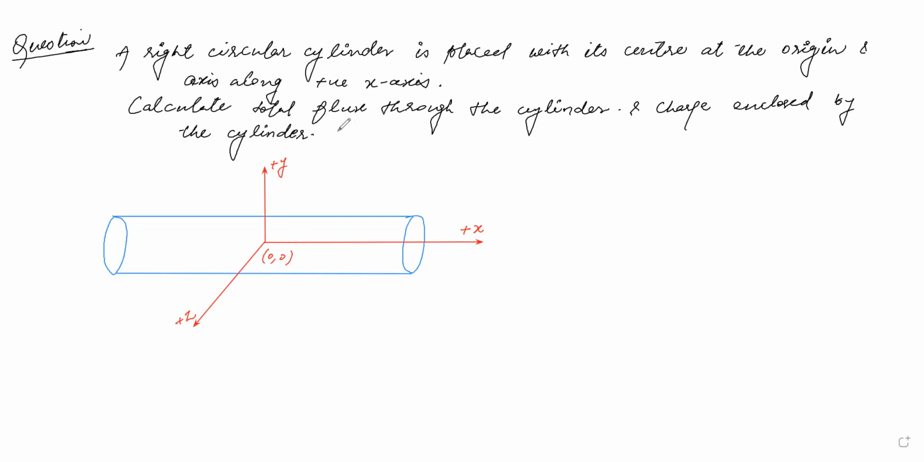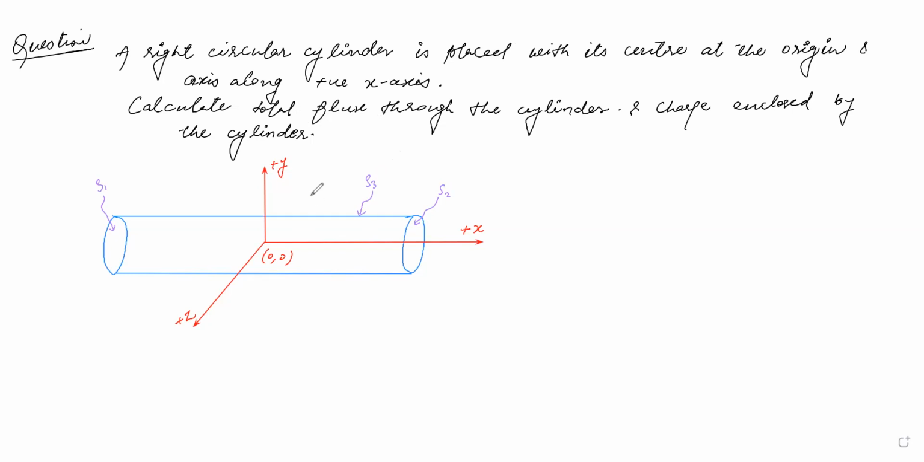Now, if we try to see in this diagram, can you tell me how many surfaces exist here? I think there are total three surfaces. This is your surface 1, this one is your surface 2, and this is your curved surface S3.